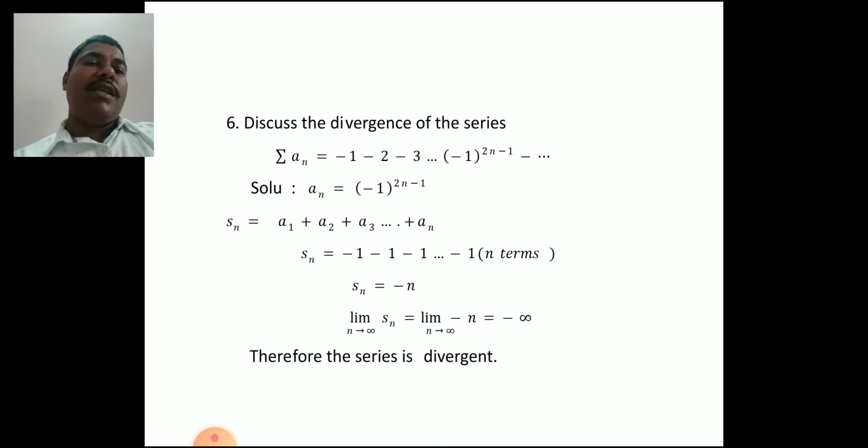Then apply the limit on both sides as n tends to infinity. So we get the limiting value is minus infinity. That means the sequence Sn is divergent. So finally the given series summation an is also divergent.